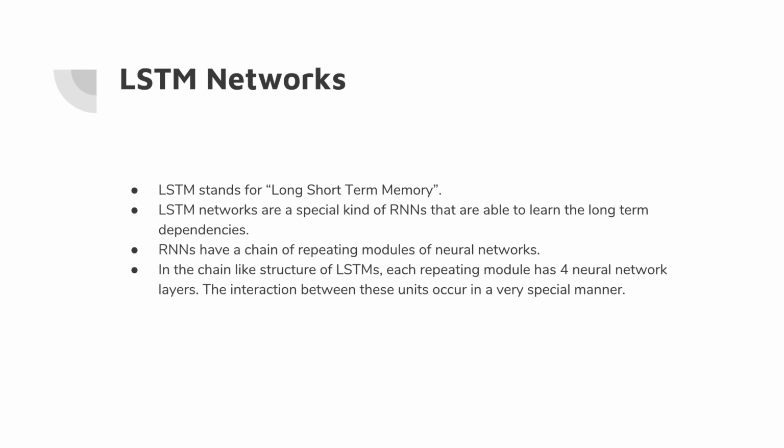So we'll be discussing LSTM networks in detail in this video. Basically, in the chain-like structure of the LSTMs, each repeating module has 4 neural network layers. The interaction between these units occurs in a very special manner, which actually dictates how the LSTM works. So let's see the step-by-step working of each of these modules in the LSTM network.